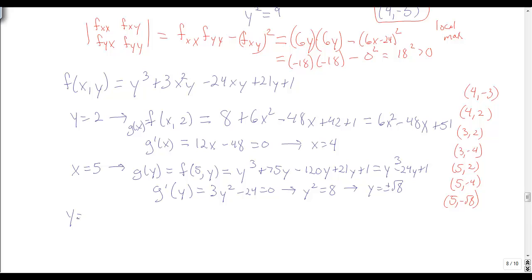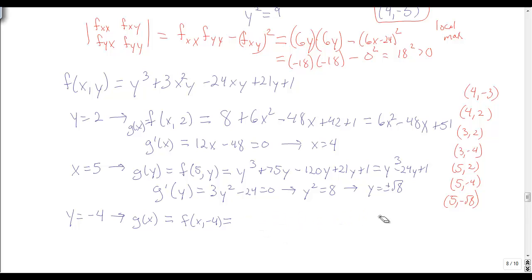The bottom of that rectangle is y equals -4. So here the function we're concerned about is g of x, which is f of x, -4. That's going to give us a -64 plus 48y plus 96y minus 84, plus 1. Somehow I feel like I did not do this quite correctly. I shouldn't have a y here, so let's just redo this.